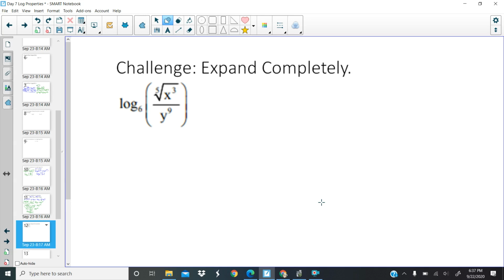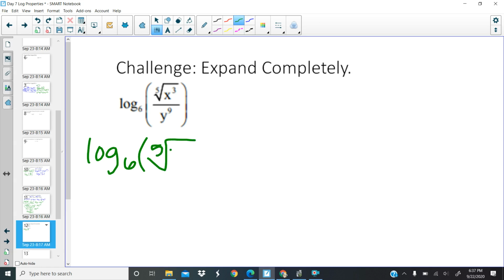So I'm going to start with the quotient rule. So I'm going to start with the quotient rule, and I would have log base 6 of the numerator, which is the 5th root of x cubed, and then minus log base 6 of y to the 9th power. So there's definitely going to be some power rules going on here.